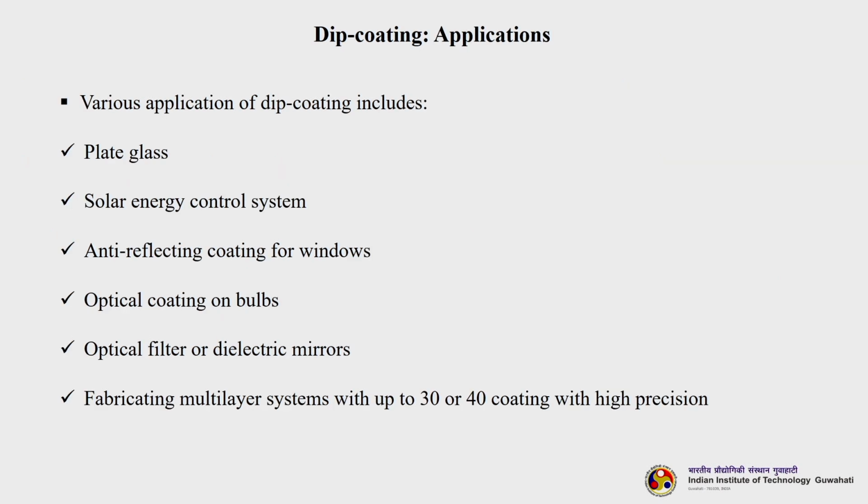Various applications of dip coating include plate glass, solar energy control systems, anti-reflecting coating for windows, optical coating on bulbs, optical filters or dielectric mirrors, fabricating multi-layer systems with up to 30 or 40 coatings with very high precision.